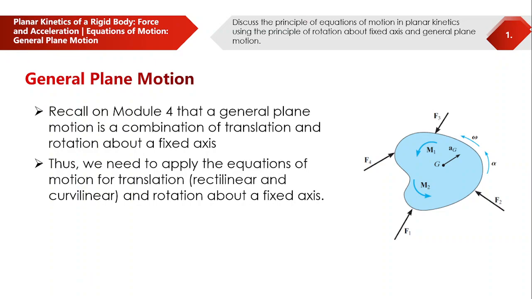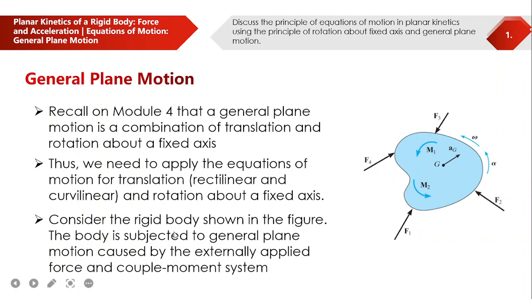Kasi nga, yung body natin nag-translate tas nag-rotate about sa fixed axis. So, consider the rigid body shown in the figure. The body is subjected to general plane motion caused by externally applied force and coupled moment system. So, meron tayong mga forces and coupled moment system dito. Meron tayong a sub G, angular velocity, angular acceleration, forces, and all of the moments are exerting on our body.